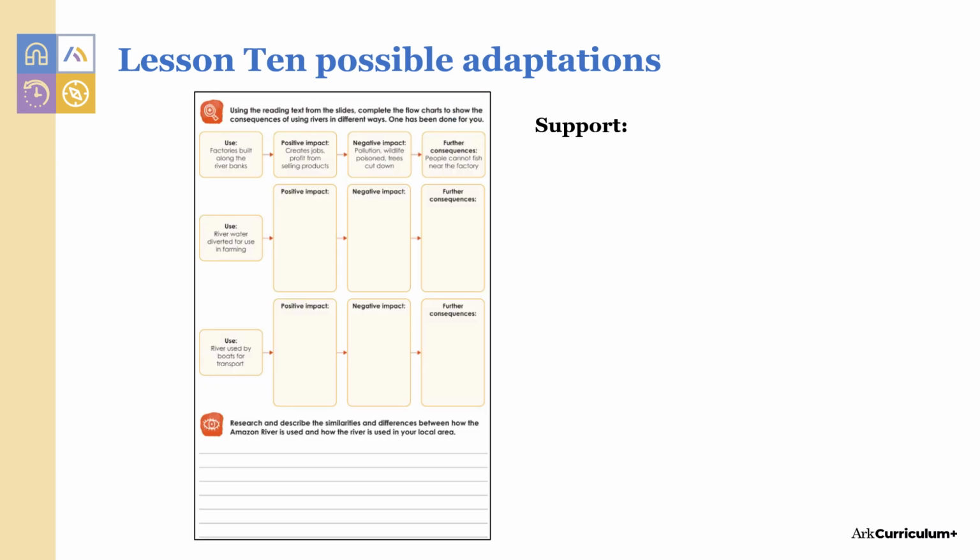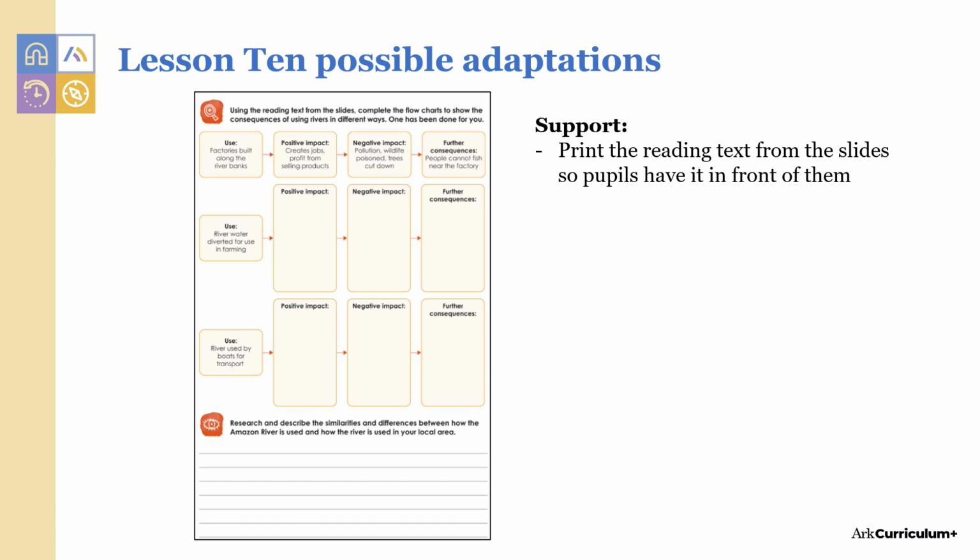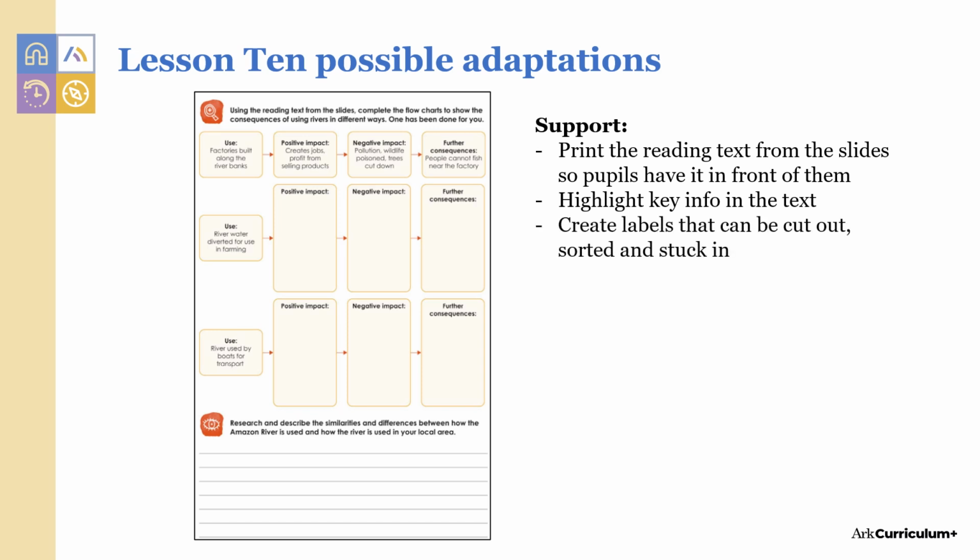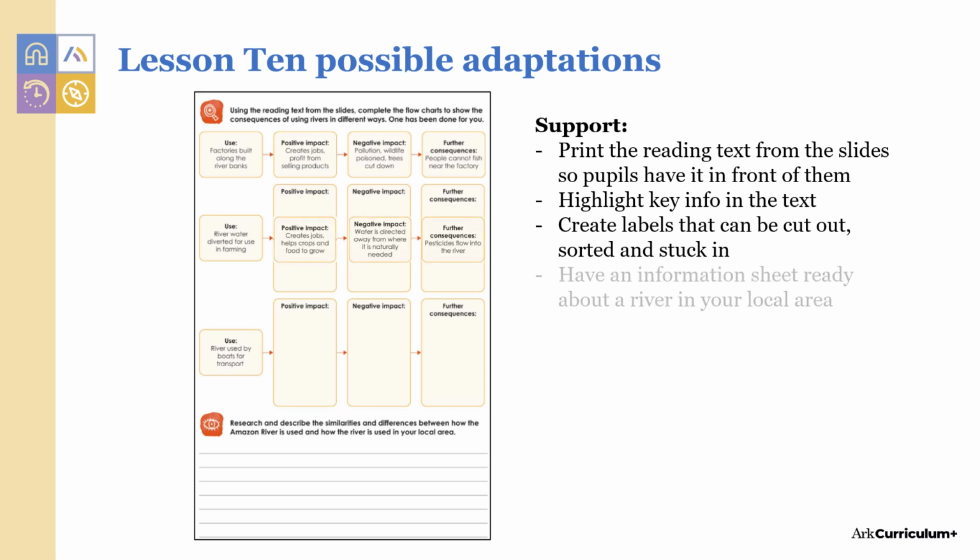In the final lesson for this unit, Lesson 10, support pupils by printing the reading text on the slides so pupils have it in front of them to complete this activity, and highlighting the key information in that text. You can also create labels using the answer slides that can be cut out, sorted and stuck in. You could also have an information sheet ready about a river in your local area for pupils to use.